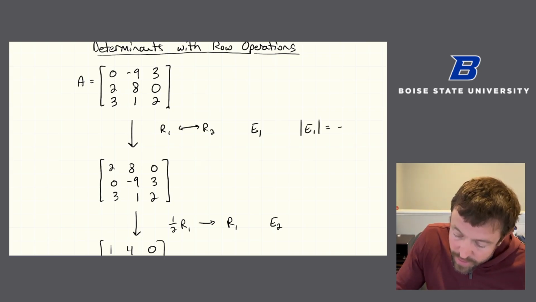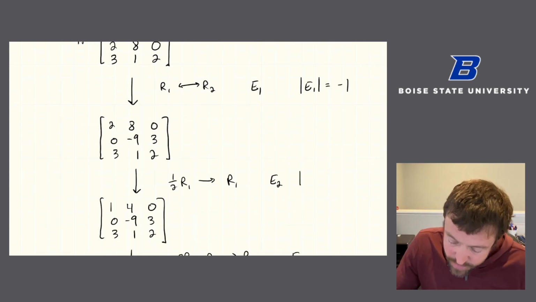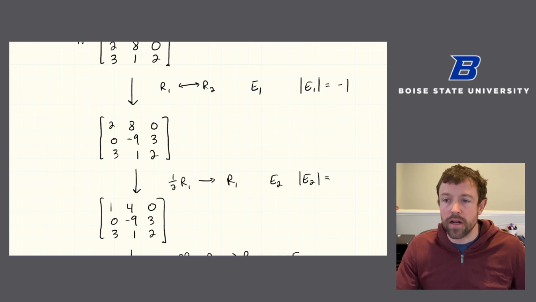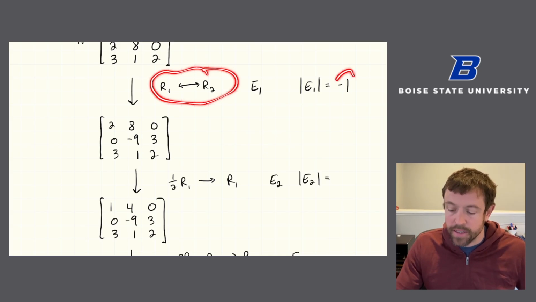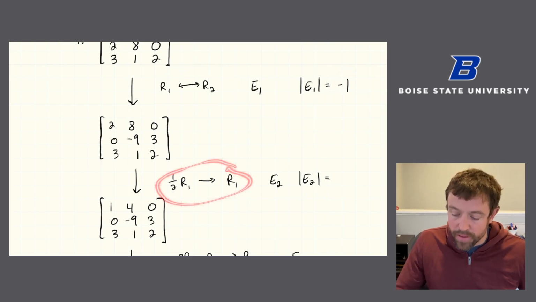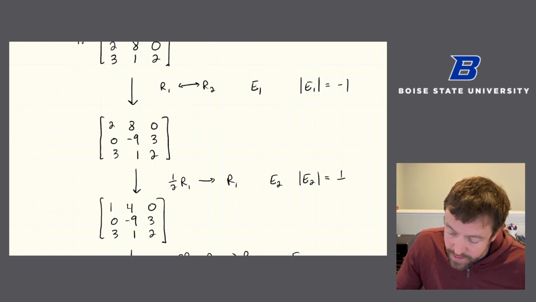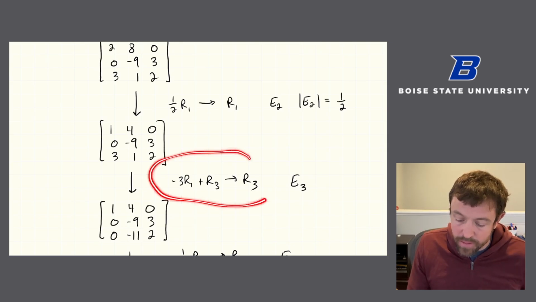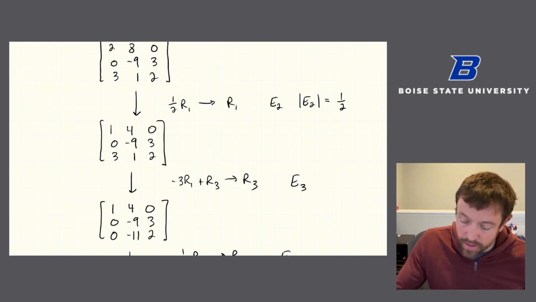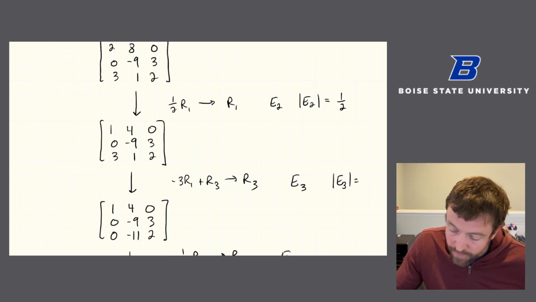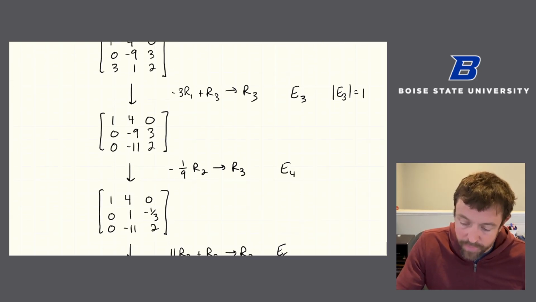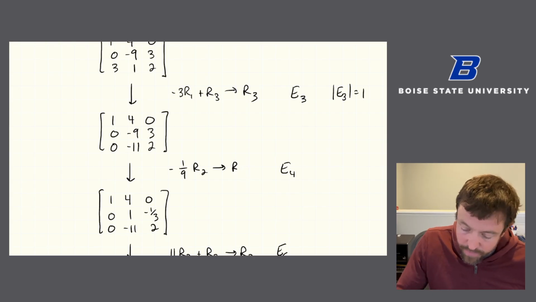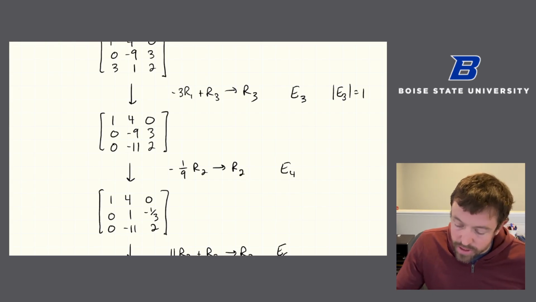The determinant of E1 is -1. Determinant of E2, not so fast, right? I switched 2 rows, so that's a -1. Multiplying a row by a constant, the determinant is just that constant, so it's 1/2. Adding a multiple of a row to another row has a determinant of 1. Multiplying a row by a constant, I wrote that wrong, didn't I? The row 2 right there. The determinant is just that constant.